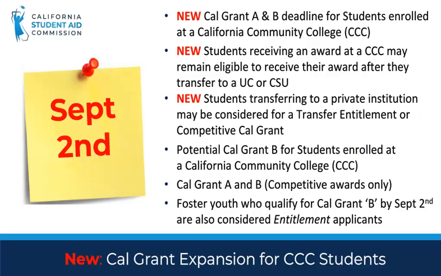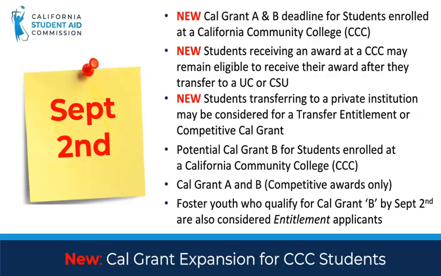making the September 2nd deadline incredibly important for those students who did not initially receive a Cal Grant out of high school. California community college students may now be awarded a Cal Grant A or B entitlement award by applying prior to the September 2nd deadline.